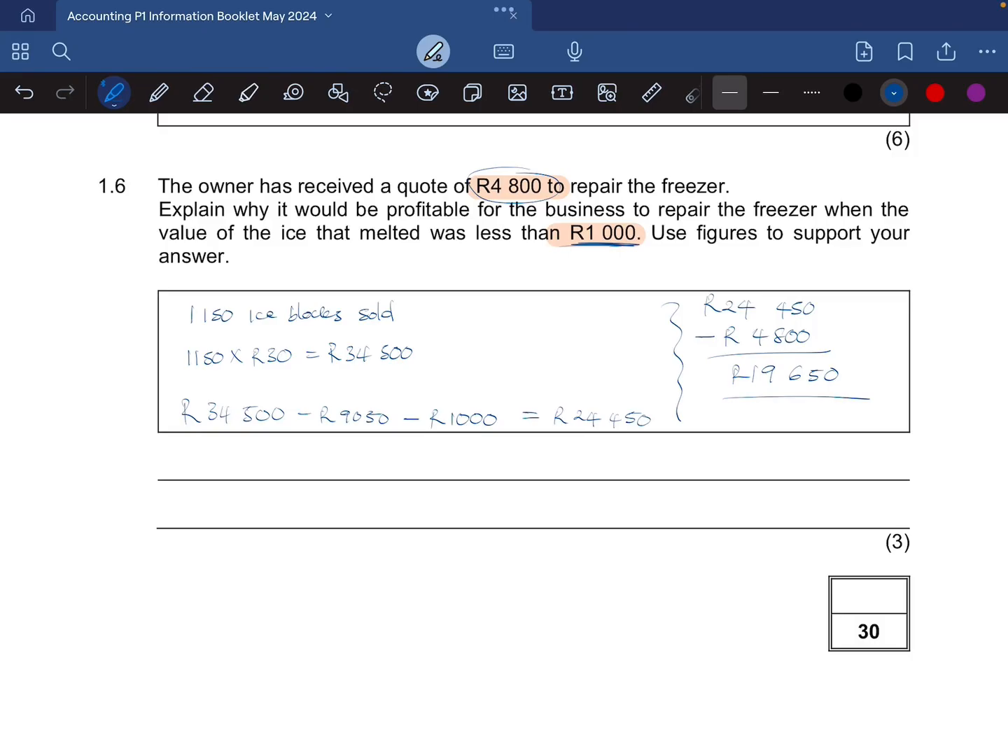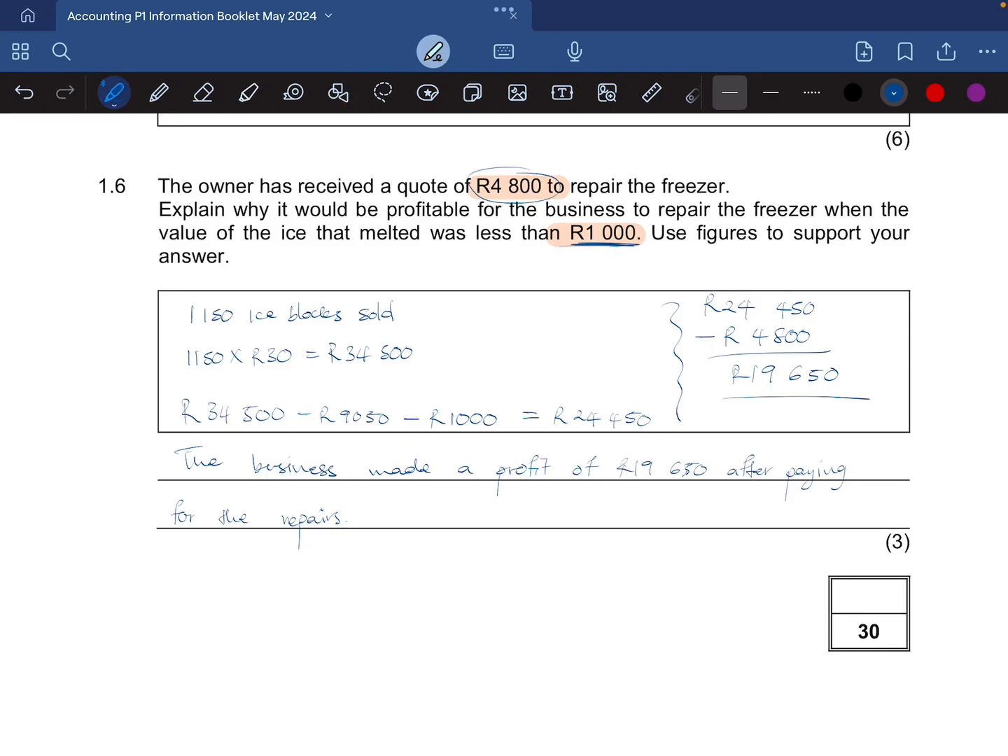So we need to make a comment here that the business, or Shahar, the business still made a profit of 19,650 after paying for the repairs. Right, so this is necessarily what would happen if we were to go on with the quote of repairing the freezer.